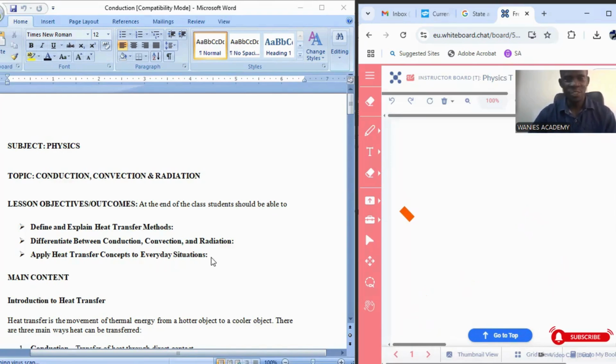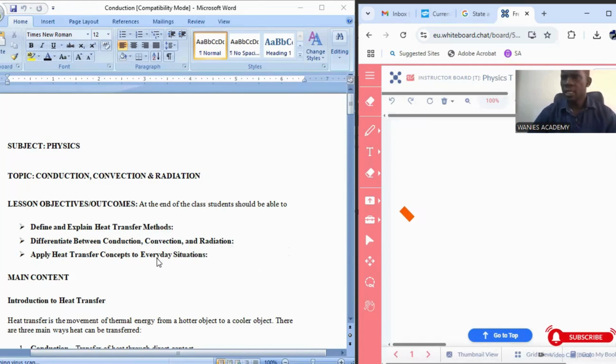So today, I'm your physics teacher, and I'll be taking you on conduction, convection, and radiation. These are methods, these are ways in which heat is transferred.